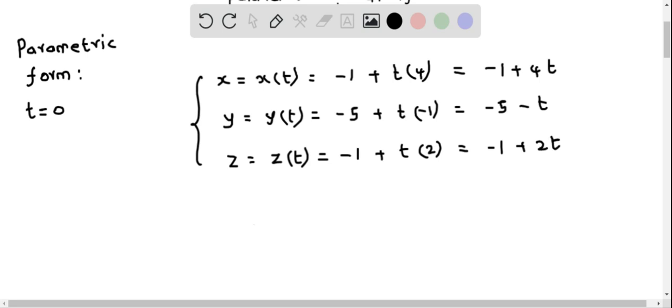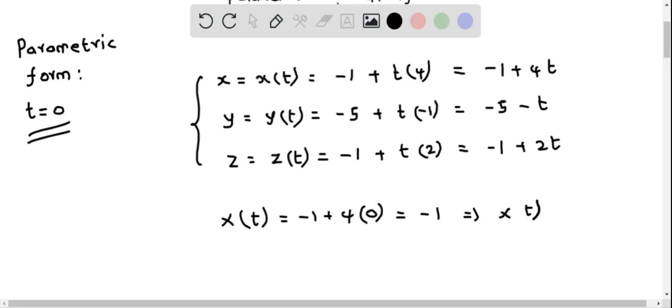So now we have to find the parametric equations when t equals 0. So I'm going to plug in t equals 0 in all three equations. So let's do that. We will get x of t equals -1 plus 4 times 0, so this equals -1 plus 0, which is -1. So we get x of 0 equals -1, and then y of t equals -5 minus t, and t is 0, so we get -5 minus 0, and this equals -5.